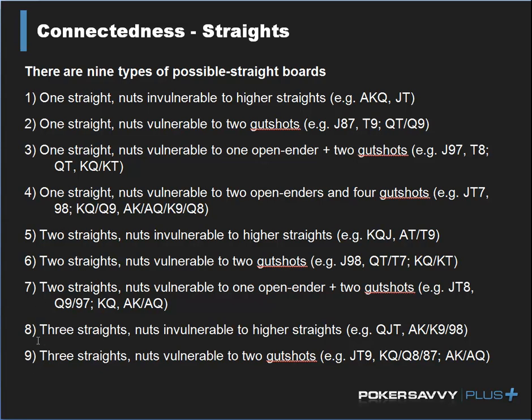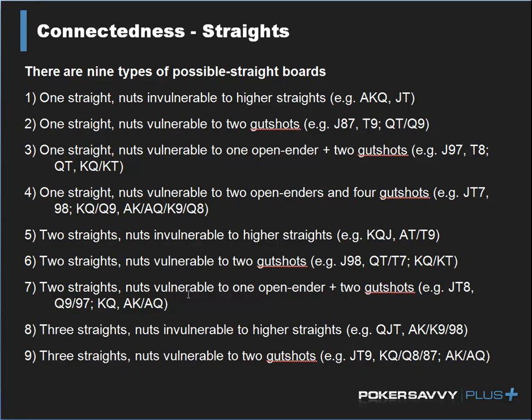1, 5, and 8 are grouped together, all the boards where the nuts is invulnerable to higher straights. 2, 6, and 9 are all somewhat similar to each other. The non-nut straights on any of these boards, the boards where second and third straights are possible, are very often among the weakest hands at the top end of the hierarchy, because they do so terribly against the nuts.